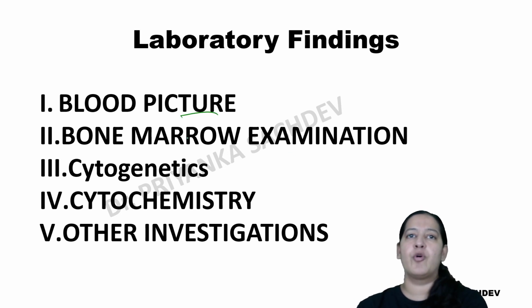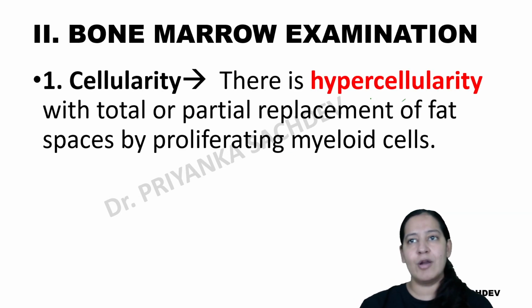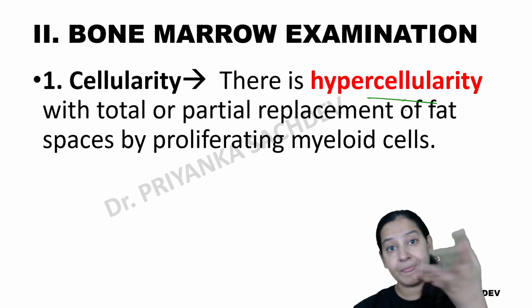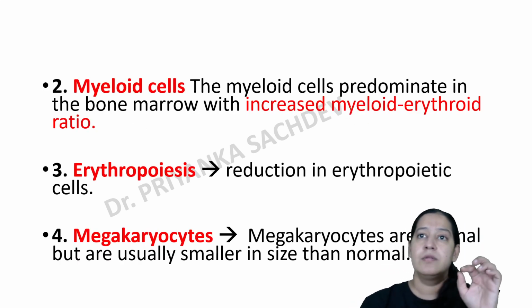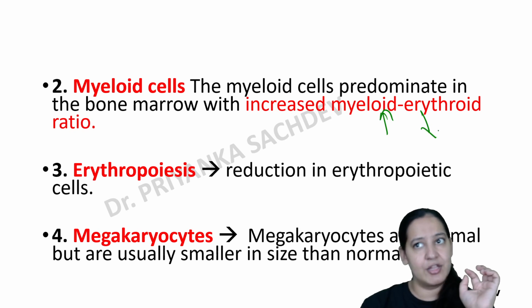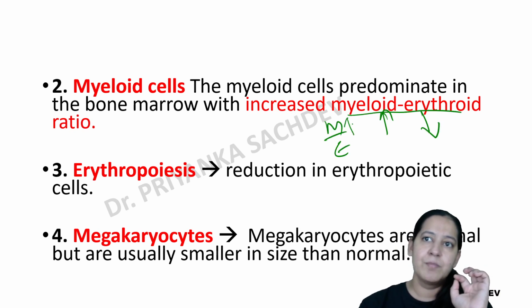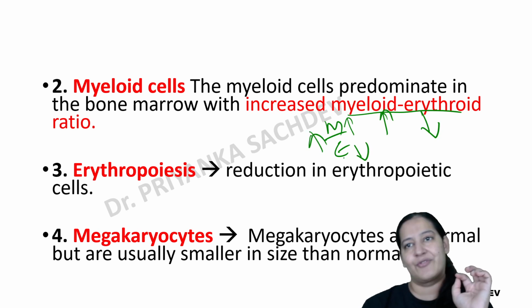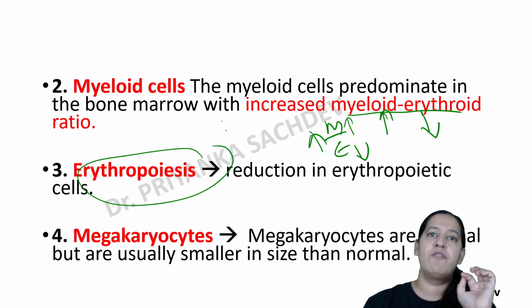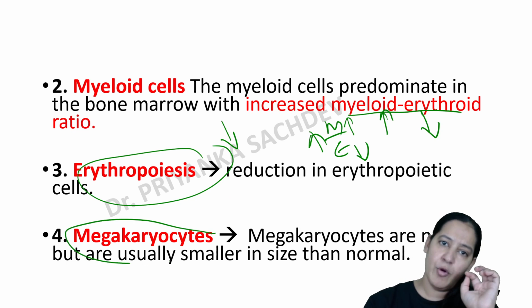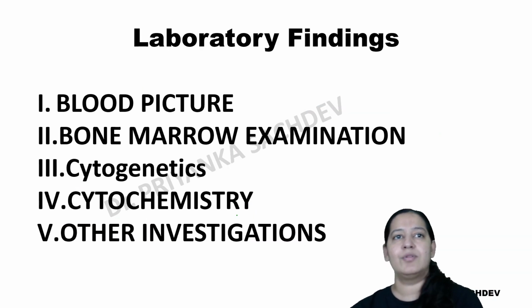Coming on bone marrow picture. Bone marrow is hypercellular, and there are more myeloid cells and fewer erythroid cells. So myeloid erythroid ratio, ME ratio, numerator is more, denominator is less. So ME ratio is increased. Erythropoiesis, formation of RBC, will decrease. Megakaryopoiesis, formation of platelets, will decrease. So that is about bone marrow.